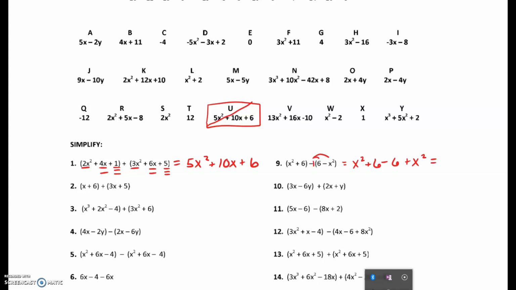So in this situation, we combine these x squareds. Remember, there's 1's in front of them. That would be 2x squared. And 6 minus 6, they will cancel out, leaving you with a 0. So this would be your answer there for number 9.